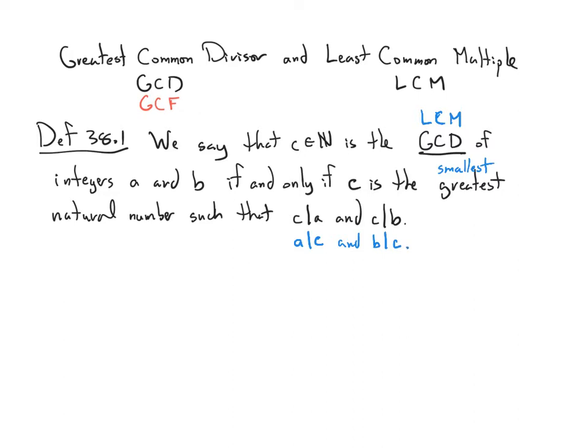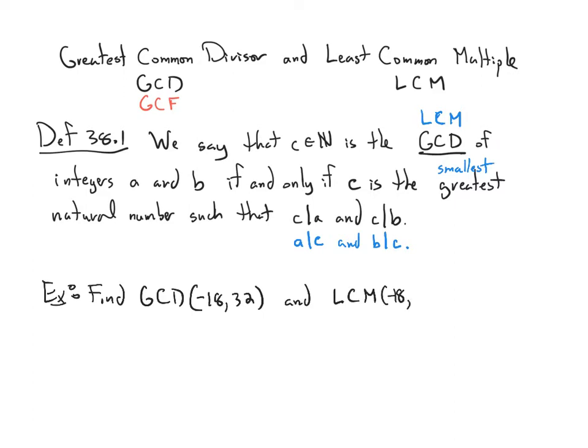Now we're going to talk about these concepts in depth in the next two sections, 38 and 39. But for now, let's just do a couple of simple examples to make sure that we understand what these concepts are. Let's find the greatest common divisor of, let's say, negative 18 and 32. And let's find the least common multiple of negative 18 and 32 as well.